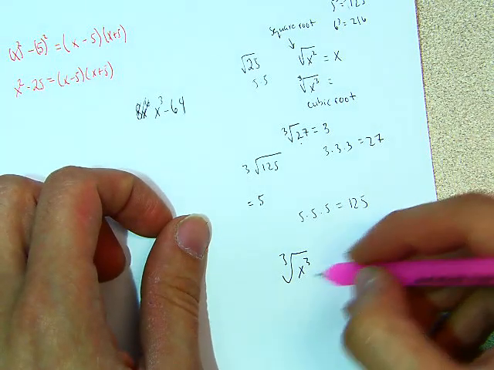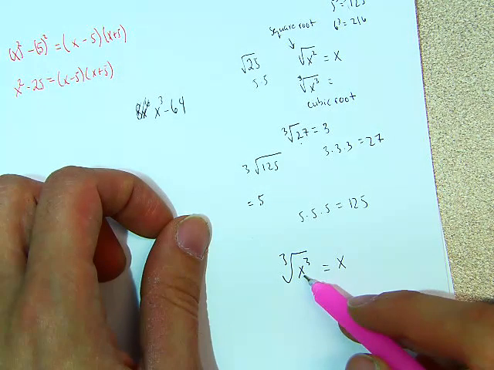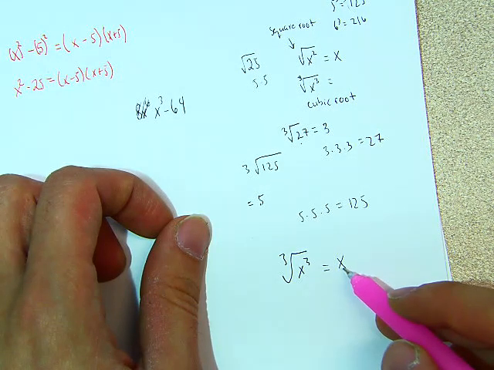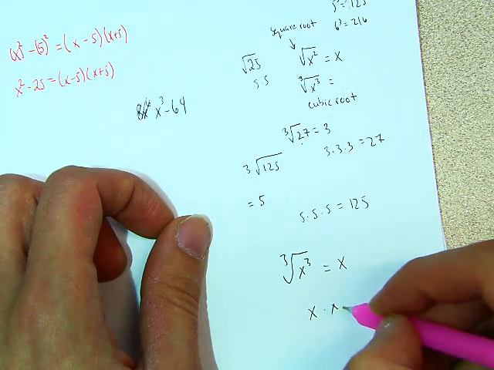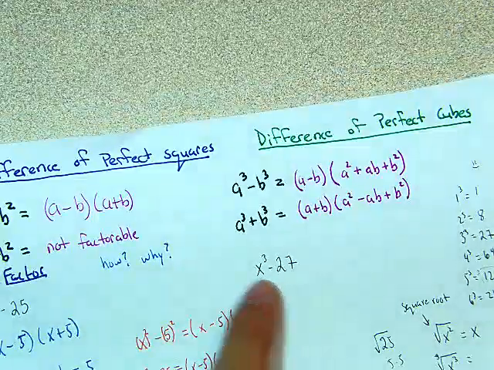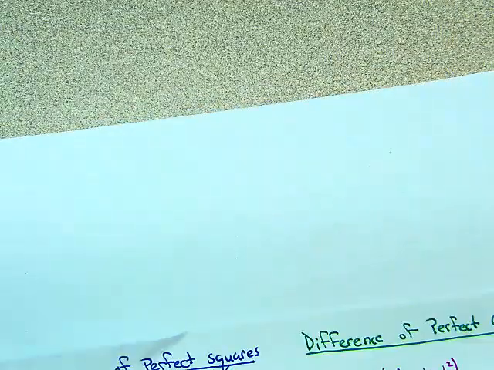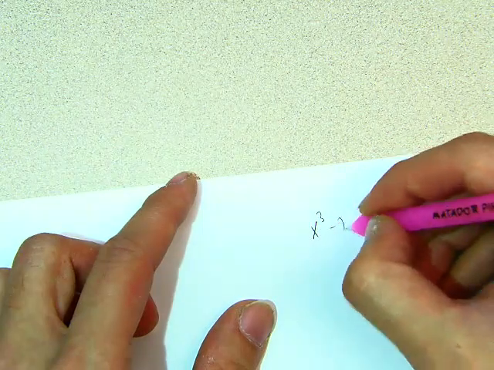Because what is the cubic root of x cubed? It's just x. What number times itself 3 times gives me x cubed? It's going to be x, because x times x times x equals x cubed. Okay? Now we're running out of space, so I'll put it over here. So x cubed minus 27.